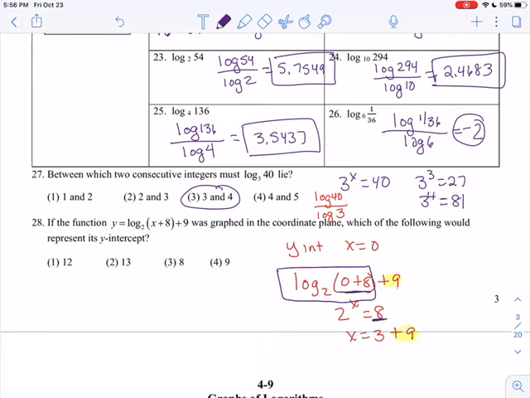So let me just get a different color pen so you guys can see what happened. So this was just 8, so I'm just figuring out this without the 9. All right, 2 to what power is 8? 2 to the third power, and now I'm adding on the 9 so that my y-intercept is going to be 12.